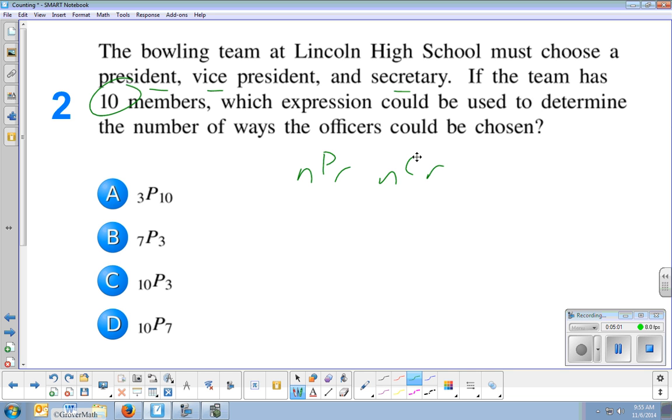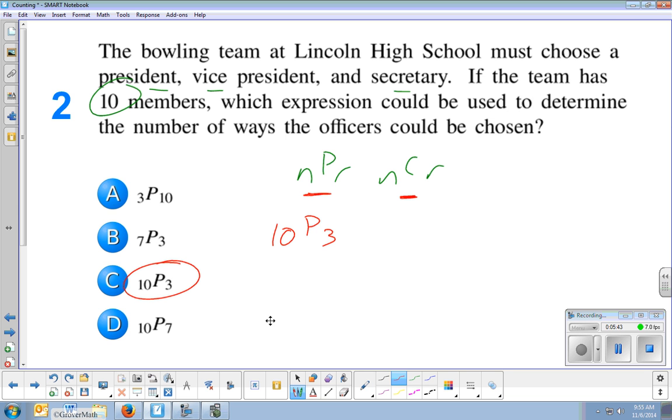The way to tell the difference is distinction between selection. Notice that we're picking a president, a vice president, and a secretary. We are distinguishing between each of these three positions, right? There's a difference between president and secretary. That's your NPR. If it just said we need to pick three captains for the team, that would be NCR, because there's no distinction between selections. So it's all about the distinction. This has a distinction of selection, so it's NPR. There's 10 members, and you're picking 3 of them to have specific roles, 10P3.